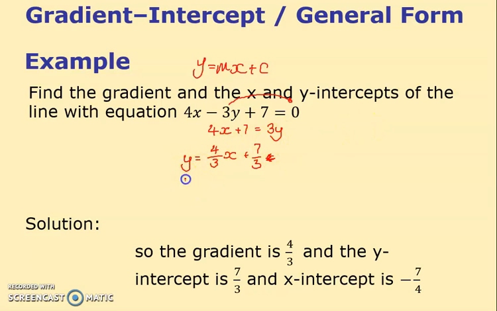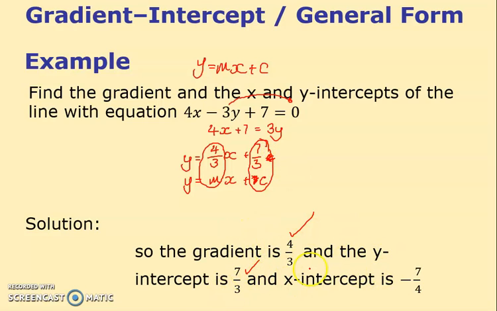So once we're in this form, you can see this is now looking like y equals mx plus c. So my m must be 4/3. That's why it says here your gradient is 4/3. My y-intercept, I don't know why I wrote that, that should have been a c. My y-intercept is 7/3.